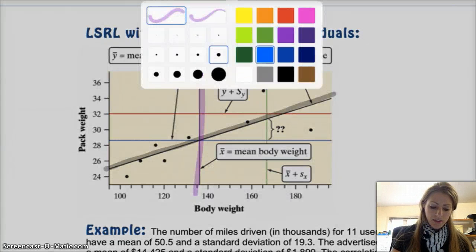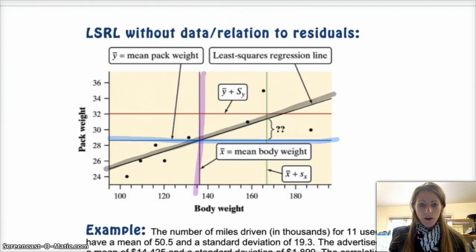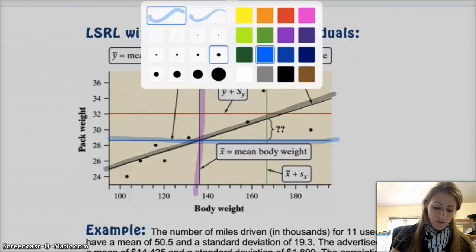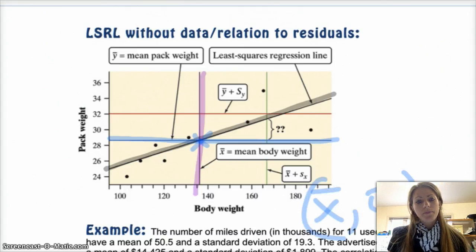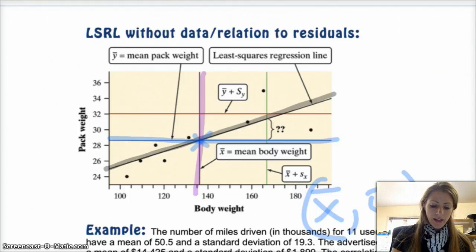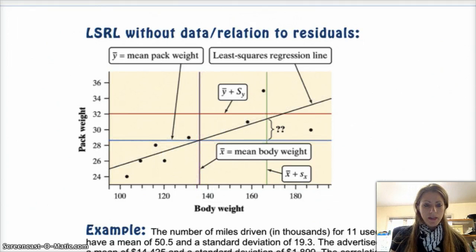And then also I have this blue line, which is the mean y, which is the mean pack weight. If I took all the pack weights, added them all up, and divided by how many there are, I would get this value, which is approximately 29. And notice that that point there is x bar, y bar, and it is on the line of best fit. Anyways, the rest of the lines are just showing you how this relationship is set up.